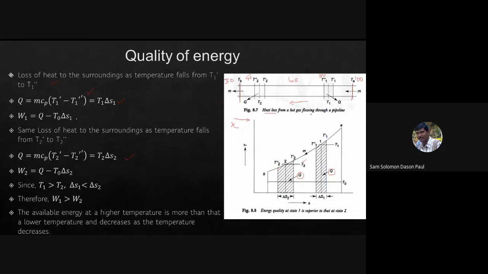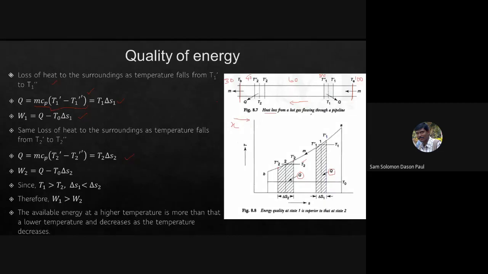And so here W is Q minus T naught into delta S1. We are talking about useful work. The heat loss is Q, and anything below T naught, we know that is unavailable to us. So that T naught into delta S1 is the amount of heat that is rejected to the sink. That T naught into delta S1 is subtracted from Q. So this is the total heat loss.